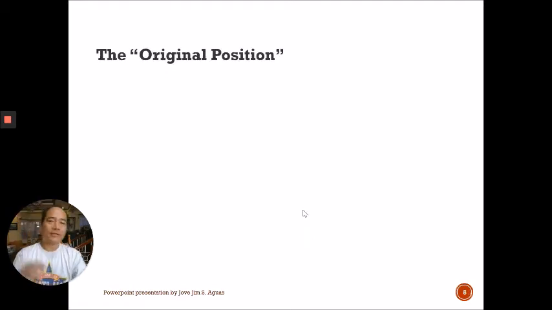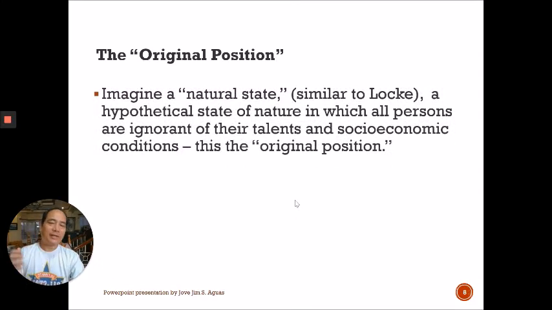So let's start with the basic concepts of Rawls. The first is the original position. What is this original position? Imagine a natural state of nature, similar to Locke's. Before the establishment of the civil society or the state, there is the state of nature, the natural state, where there are really no civil social laws, etc.